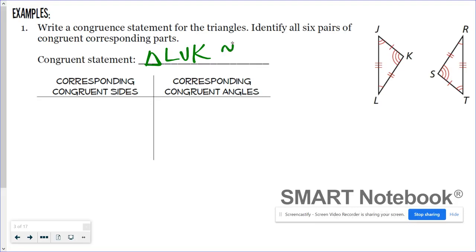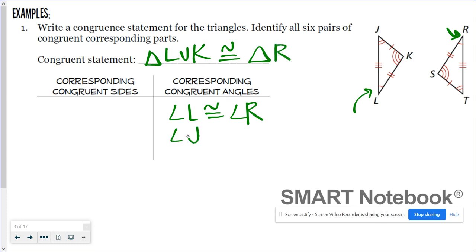Because I named the first triangle LJK, I need to make sure that I name the second triangle in such a way that it corresponds to it. Angle L had that singular arc mark. Notice that R also has that singular arc mark. So I know that angle L is congruent to angle R, and R should come first in my name over here.